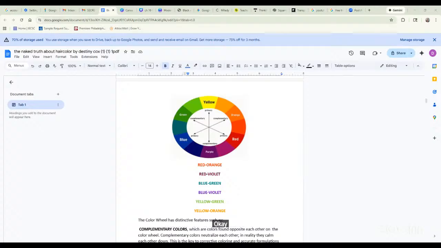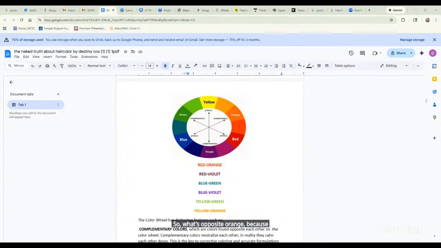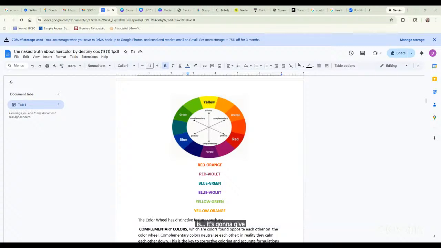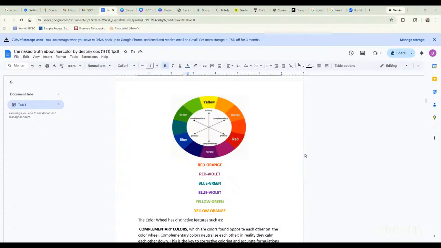And so you always have to make sure you put that complementary color in your pocket. You're always going to have it just in case you need it. So what's opposite orange? Because orange is going to give you a problem going from 6 to 9. So you're going to have to cancel that orange out, and you do that with the blue base. All right. Any questions?